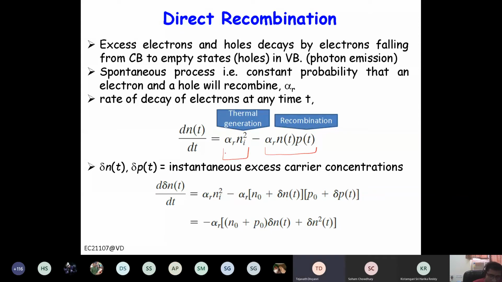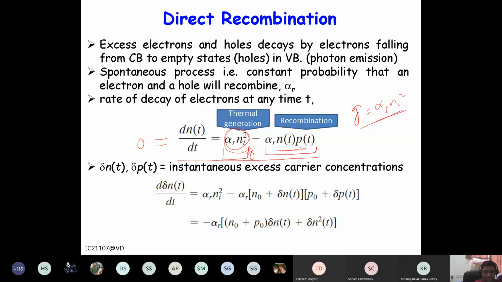The generation will be alpha r times ni square. How is that? Because at equilibrium, dn by dt is 0. So your thermal generation, let's say this is G, you can write as alpha r times np, and np is ni square. So generation is alpha r times ni square. For a general expression, you can write dn by dt is generation minus recombination. Generation is constant at a given temperature, alpha r times ni square, and recombination is alpha r times the existing carrier concentration.